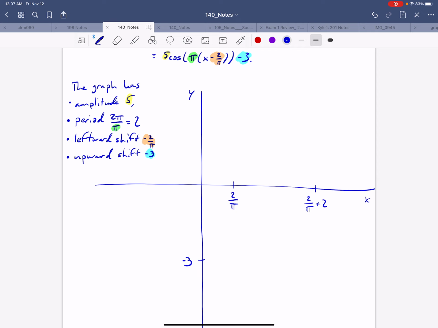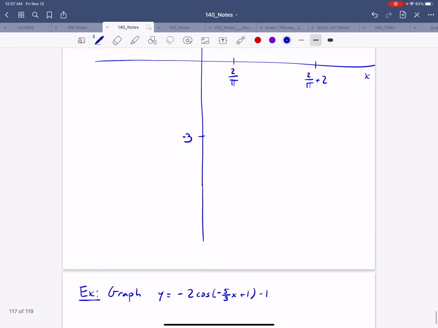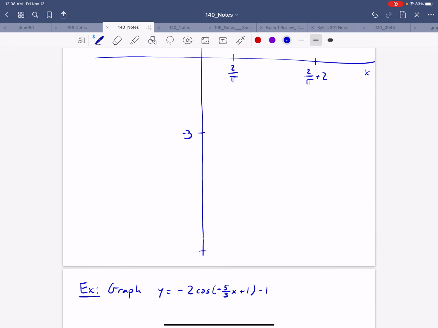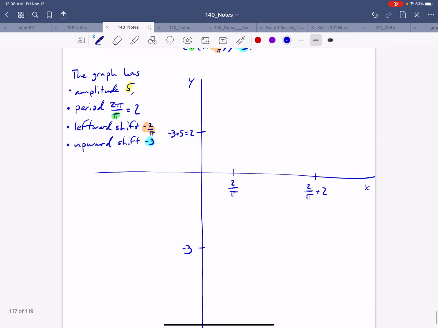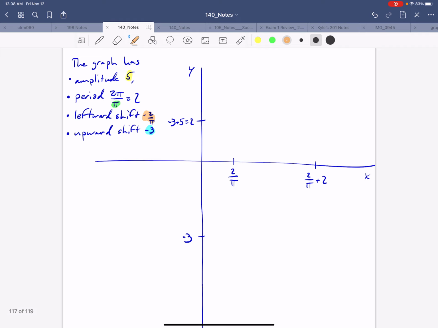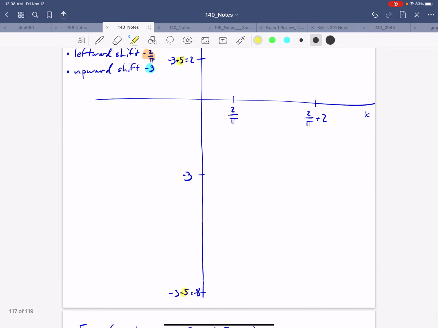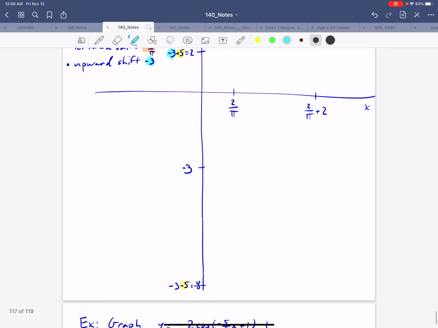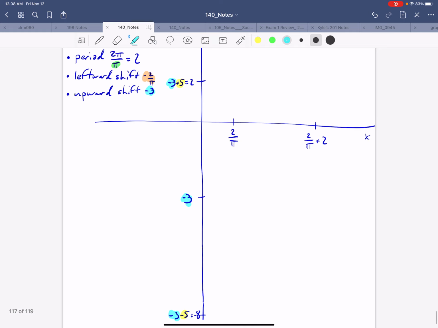Now, if that's our upward shift, then we're going to consider negative 3 plus 5, which is 2. We're also going to consider, way down here, negative 3 minus 5, which is negative 8. Does everyone see what we're doing right here? Our amplitude is 5, so we're adding and subtracting it from the upward shift. So now we have our y range, so to speak. Okay?